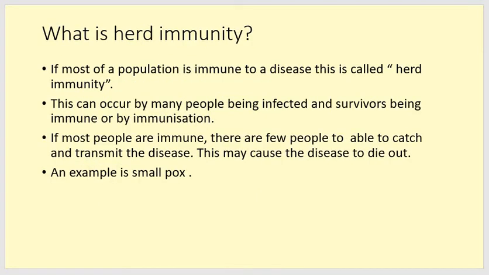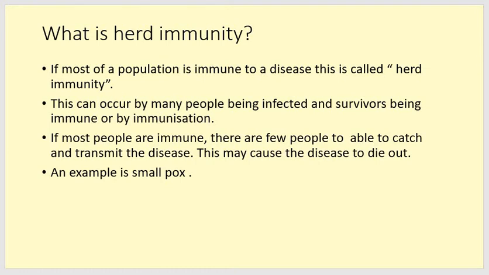Herd immunity is probably a phrase you've heard a lot recently. It's not talking about herds of cows or sheep. A herd is just a large group of individuals of the same species. And if most of a population is immune to a disease, they're not able to get it because they've come across it, they've got antibodies. That is called herd immunity.